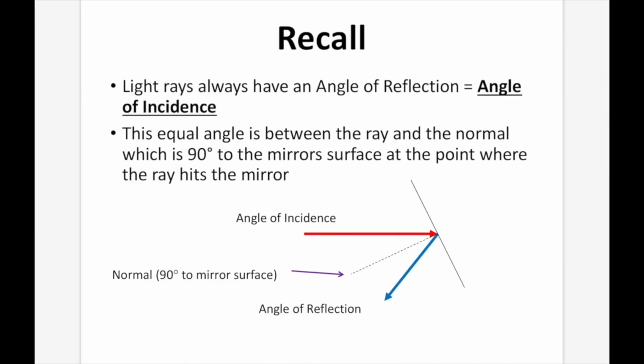Recall, light rays always have an angle of reflection equal to the angle of incidence. This angle is between the ray and the normal, which is 90 degrees to the mirror surface at the point where the rays hit the mirror. So you've got to keep that in mind as we go through this lesson.